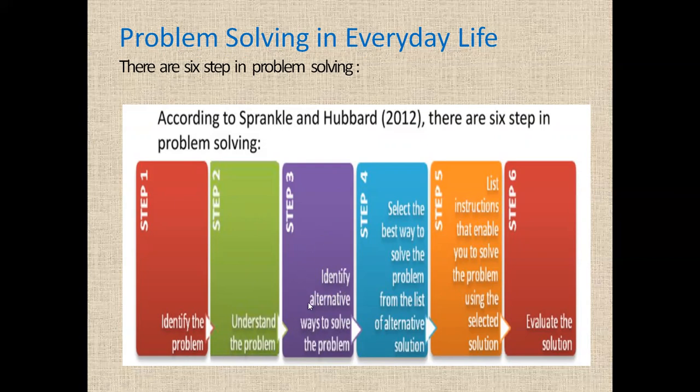Number of ways we need to find out with the help of which you can solve that problem. And in the next step, we need to select the best way with the help of which you can get the solution. And after finding out that best way, the next step is we need to find out the instructions that enable you to solve the problem. So if you have selected the best way, to apply that best way, you need to perform some instructions here. You need to follow those instructions, and after that you will get the solution here.